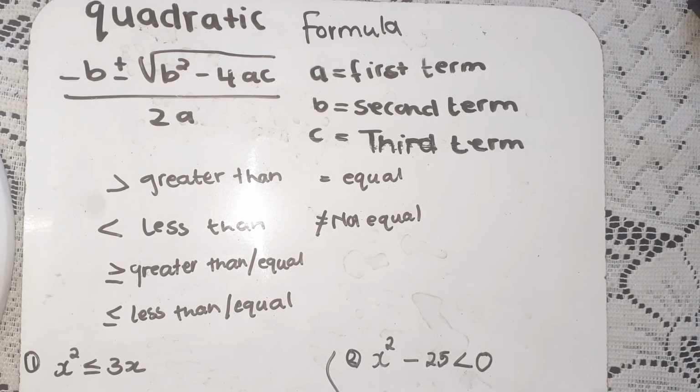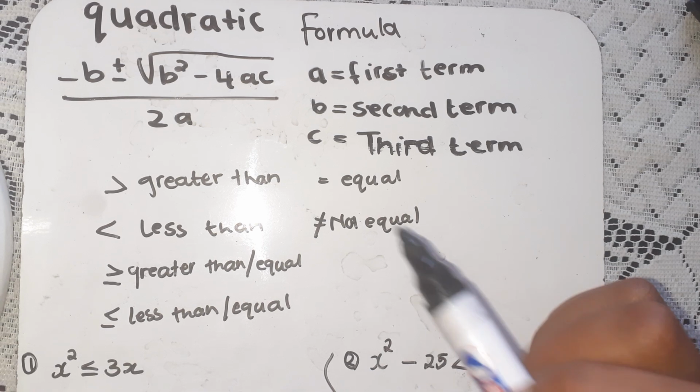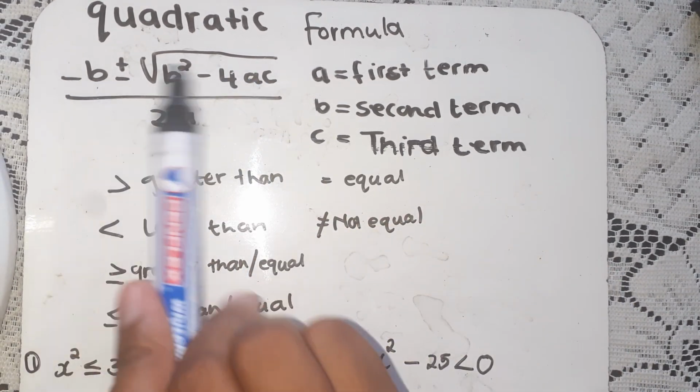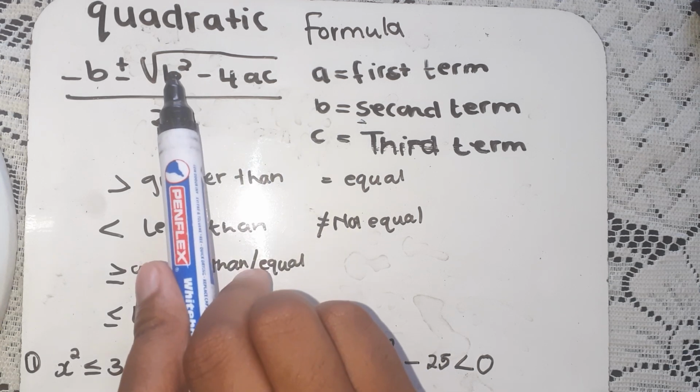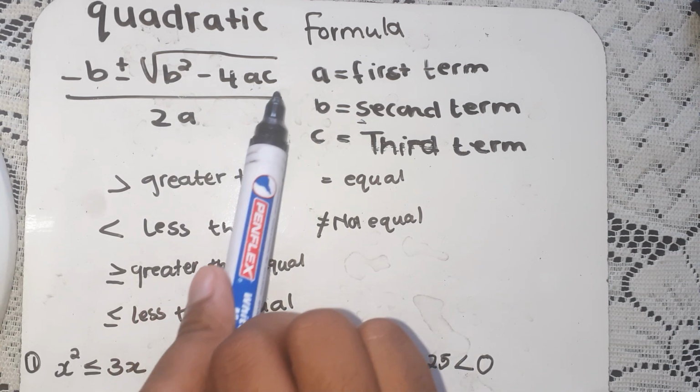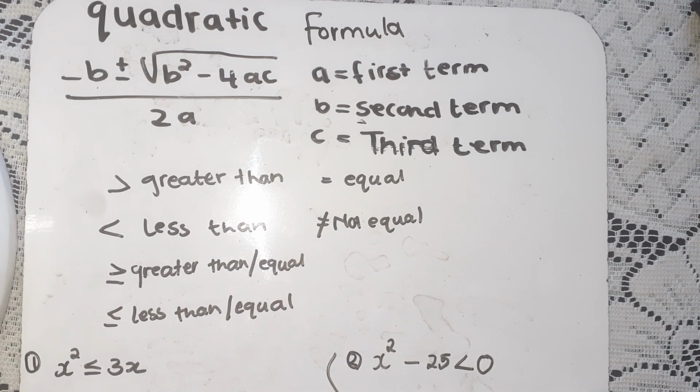So we're going to be using the quadratic formula to solve the inequalities, okay, to get the two x values. Remember, this is the formula. B is the second term, A is for the first term, and C is the third term.